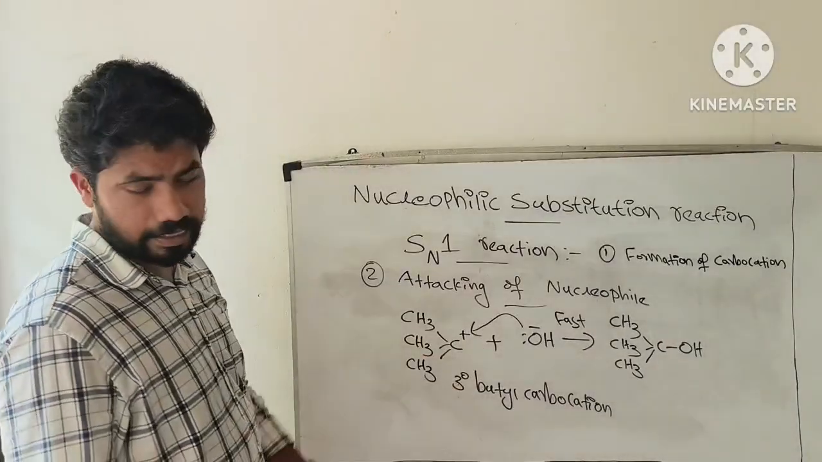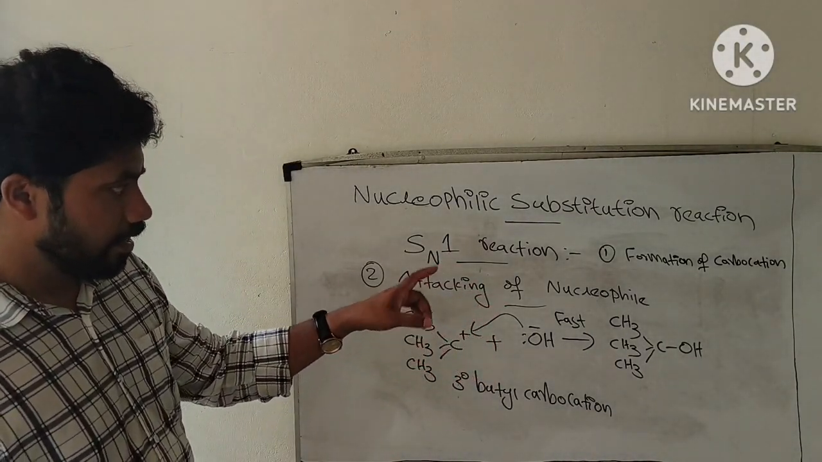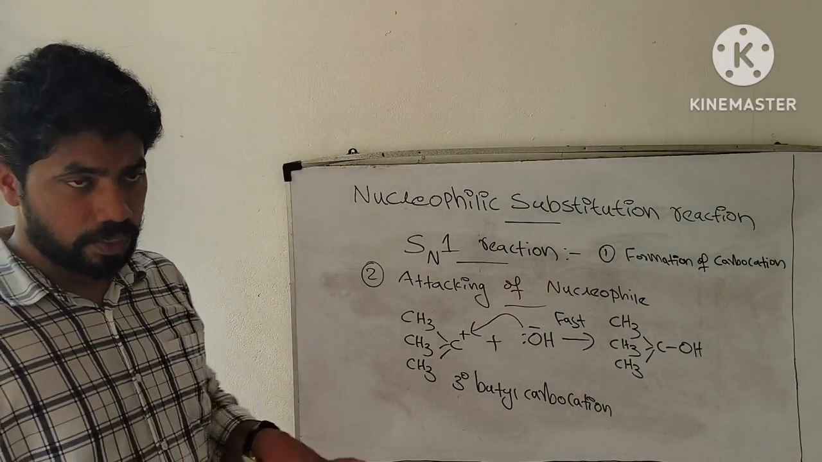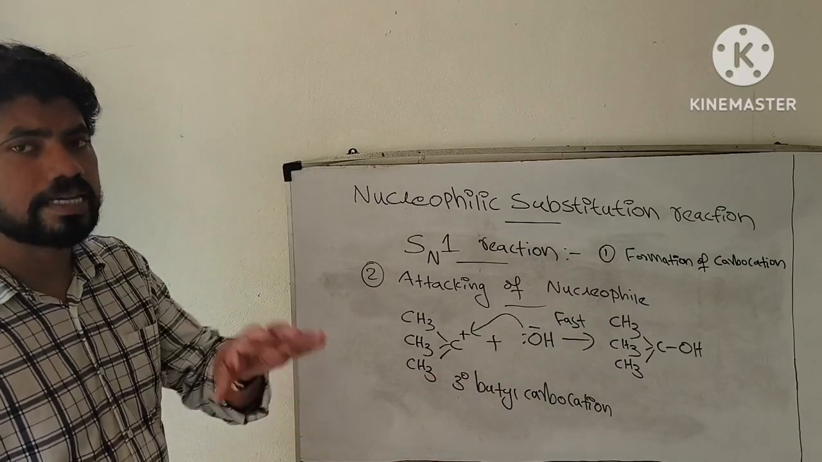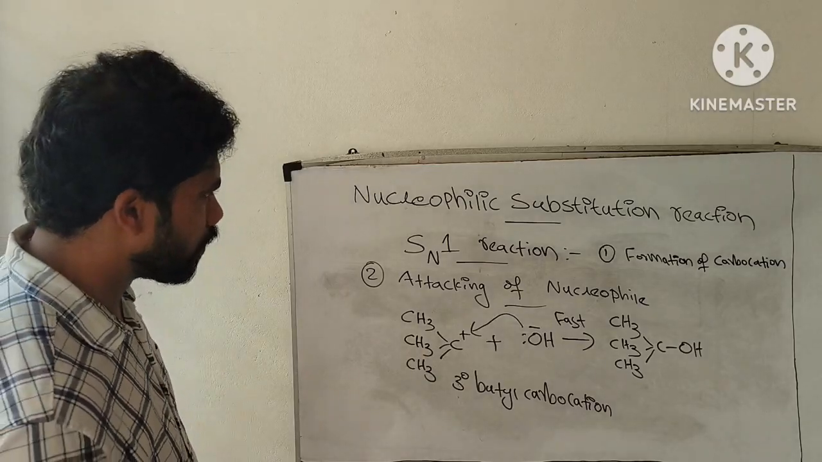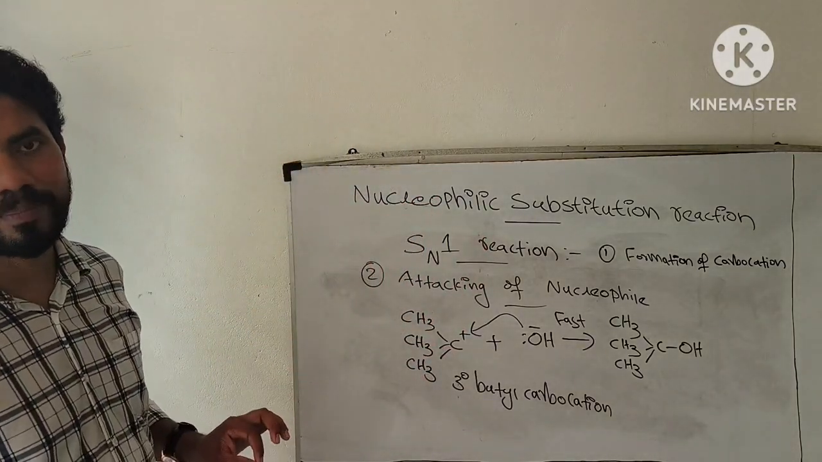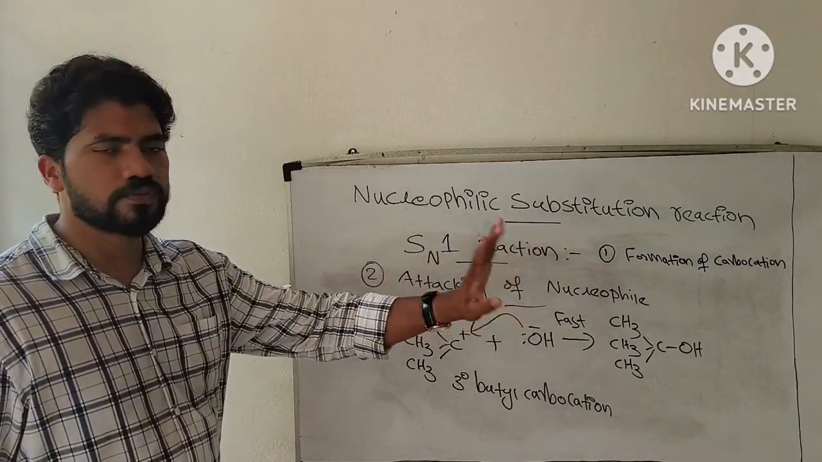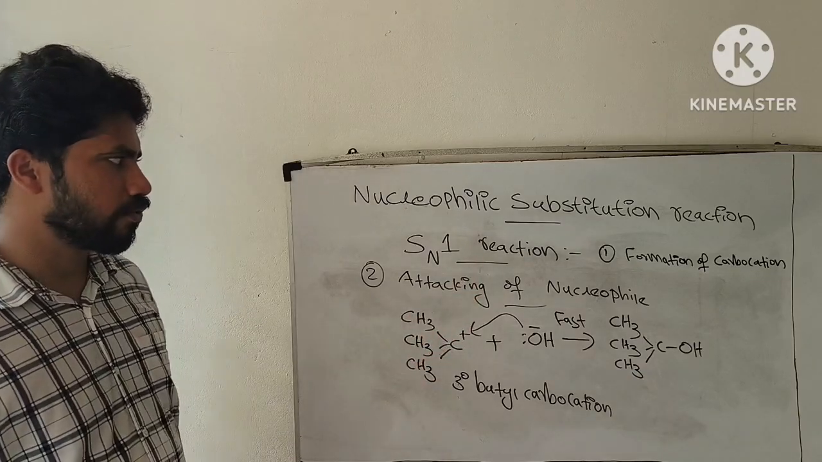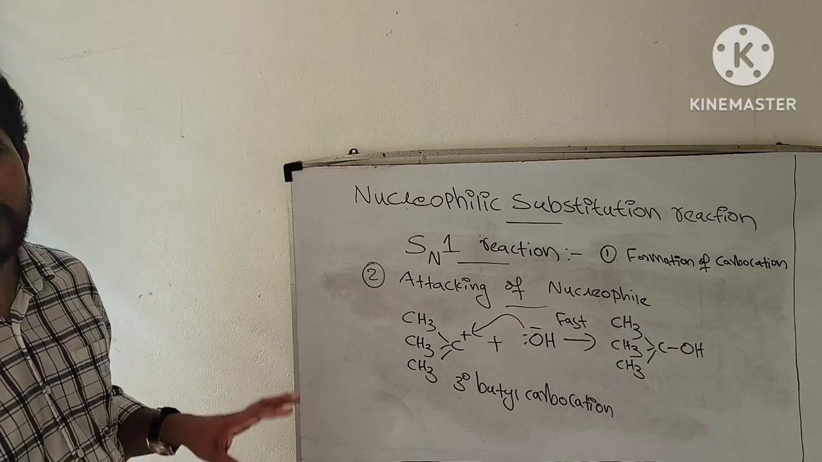So it is not the rate determining step. The rate determining step is the first step, that is the formation of carbocation, because it is a slow step. Okay. So this is the second step of the mechanism of the SN1 reaction. So here I discussed the mechanism with you. The first step is the formation of carbocation, and the second step is the attacking of nucleophile. This is the very simple mechanism behind the SN1 reaction.